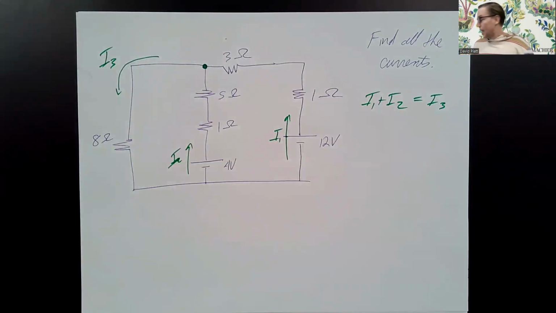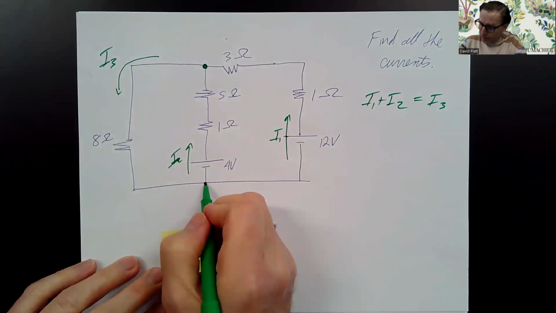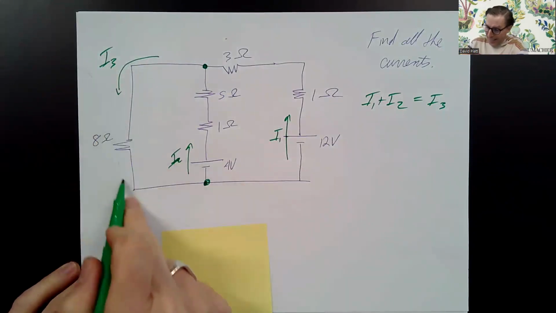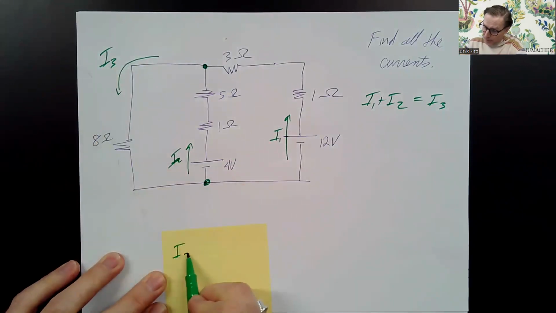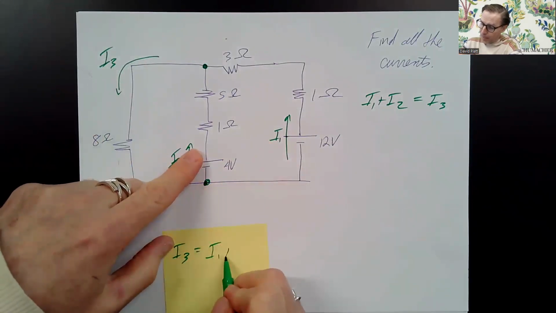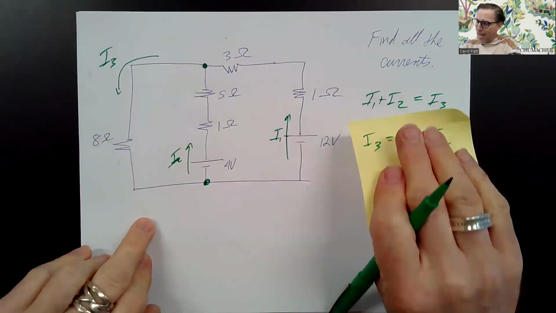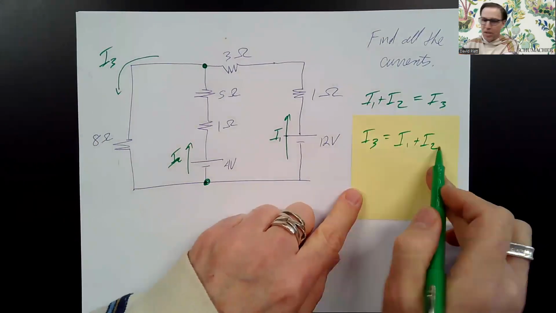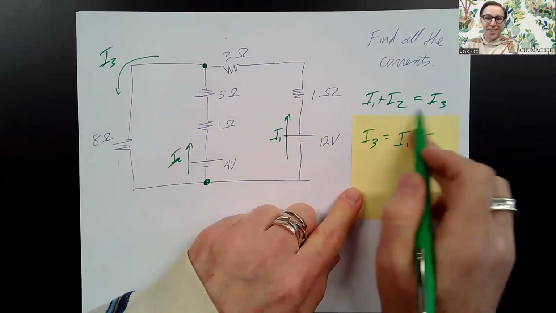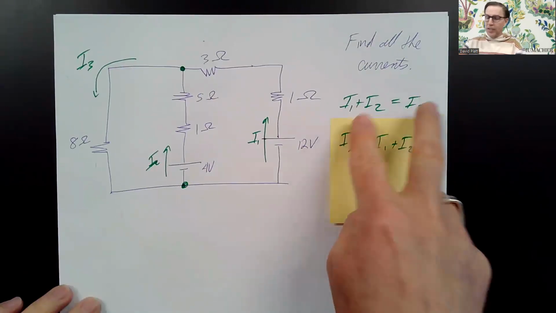Good for you. Now let me get a little Post-it, because what I'm going to write next is not important. I want to be able to write it and then throw it away. What if I looked at this junction? Well, the current in is I3, and the currents out are I1 and I2. It turns out that that does not give me any more information. This information is identical to this information. I just switched the left and the right.